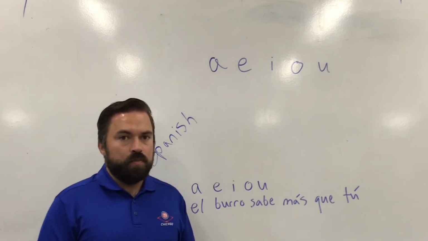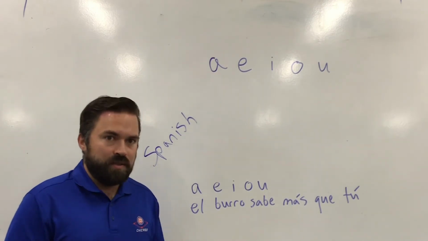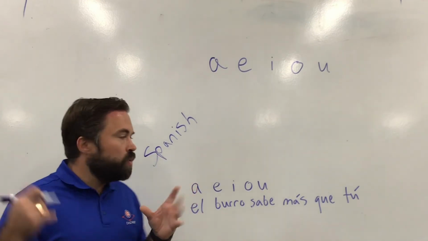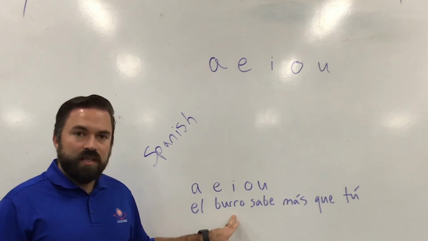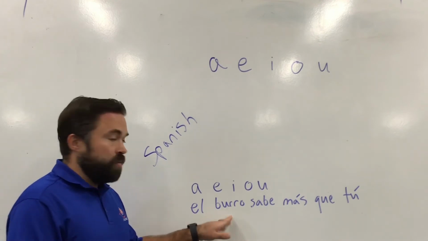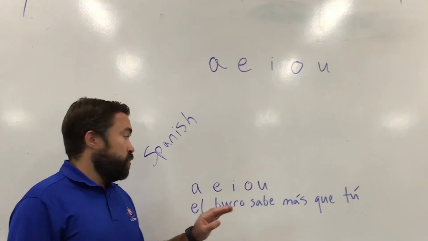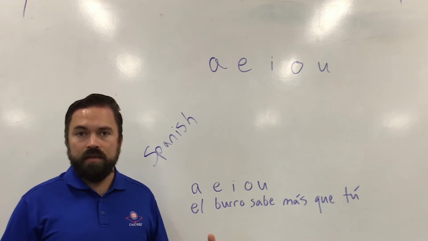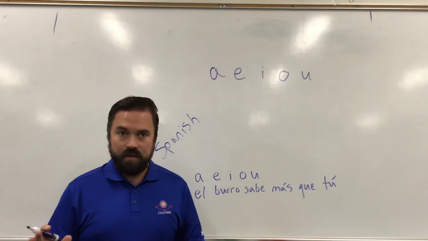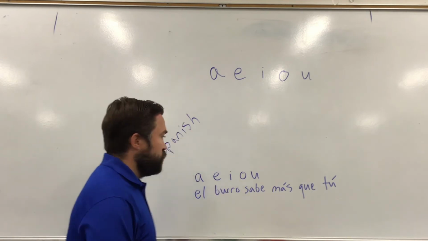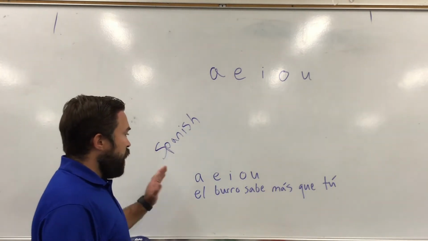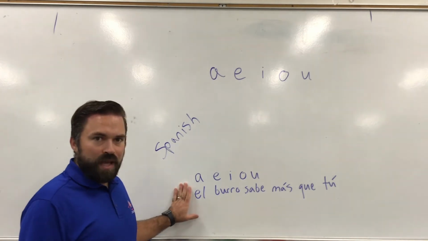It's very important as you're pronouncing a language that you try to pronounce it correctly. That you make your tongue do those things that it doesn't normally do to say these sounds. I realize the double R, the R sound, is going to be hard for some of you. Don't make excuses. Force yourself to try. The more you try, the better you're going to get at it. Anybody can pronounce anything. You just have to try. Don't make excuses. A, e, i, o, u. El burro sabe más que tú.